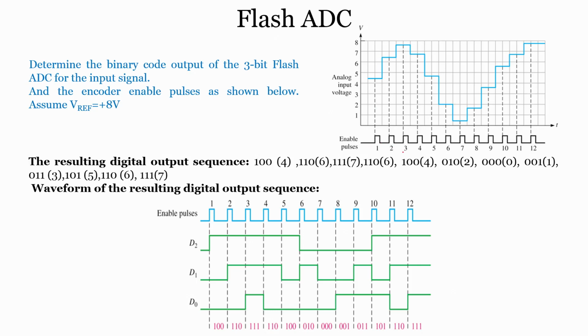Suppose you are asked that the resulting digital output sequence is 100, 110, 111, 110, 100, 010, 000, 001 and so on until here. Draw the waveform of the resulting digital output sequence.